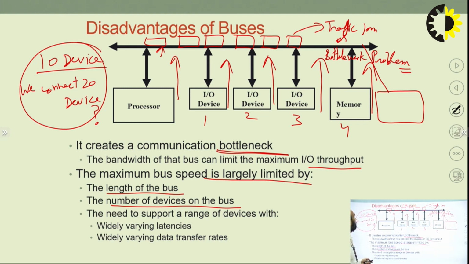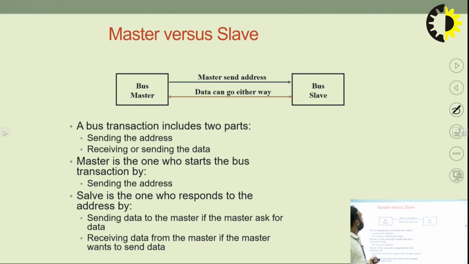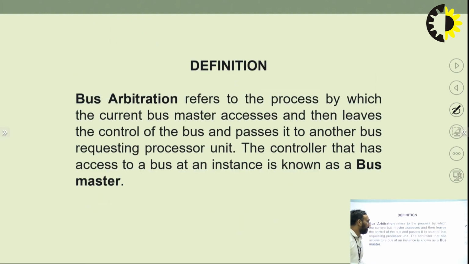Now we will move to the main topic, bus arbitration. Hopefully advantages and disadvantages are clear. Here, what is bus arbitration? As in the slide, I will read the definition here, then we will go to the discussion part. Bus arbitration refers to the process by which the current bus master accesses and then leaves the control of the buses and passes it to another bus requesting processor unit. The controller that has access to the bus at an instance is known as the bus master. So what is bus master and what is bus arbitration must be clear before going to their methods.